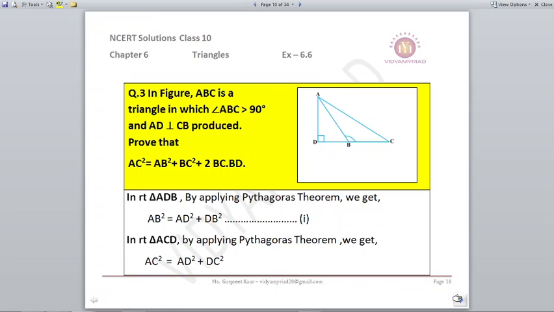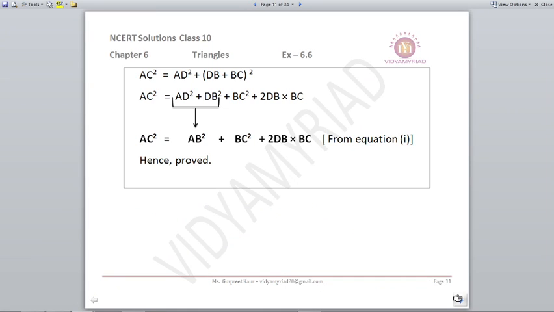If we take triangle ADB, we get AB square is equal to AD square plus DB square. And if we take triangle ACD, we get AC square is equal to AD square plus DC square. Now what we are going to do is, AC square is equal to AD square plus, we can rewrite it as DB plus BC the whole square. So DB plus BC the whole square means the A plus B the whole square formula, which is A square plus B square plus 2AB. So we will rewrite it: AC square is equal to AD square, it will remain as it is, plus DB square plus BC square plus twice of DB into BC.